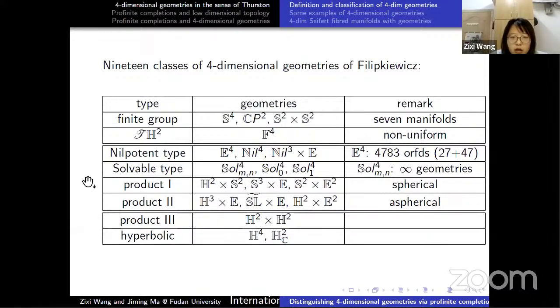The next type is a product type with spherical factor. And the next type is the aspherical factor, the hyperbolic factor times Euclidean factors. The last type of product geometry is two-dimensional hyperbolic space times two-dimensional hyperbolic space. And finally, the four-dimensional hyperbolic space and two-dimensional complex hyperbolic space. The last three geometries are ones we could not distinguish from each other, but what we can do is distinguish them from the rest of the geometries.